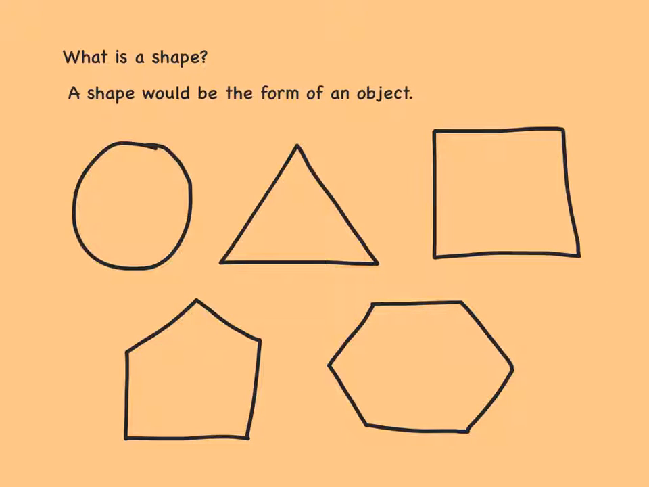To review, what is a shape? A shape would be the form of an object. So here we have a circle, a triangle, a square, a pentagon, and a hexagon.